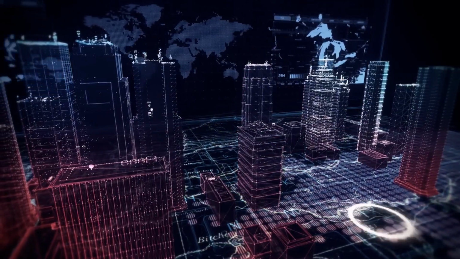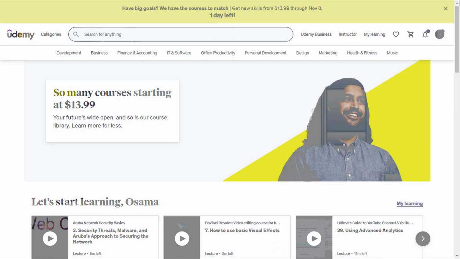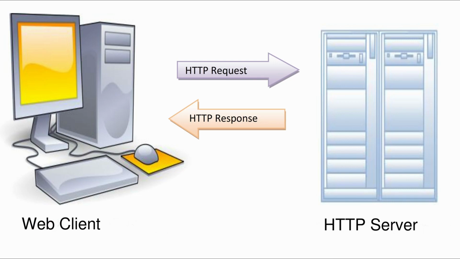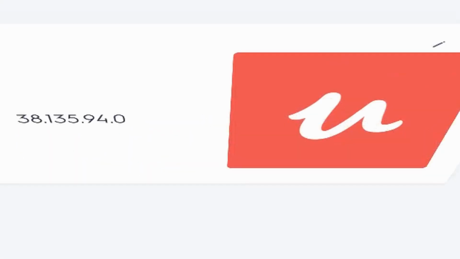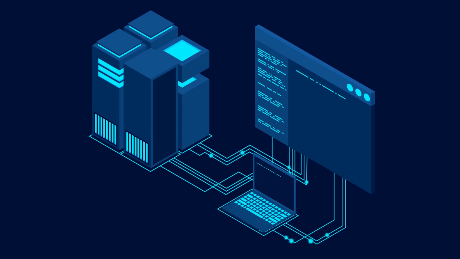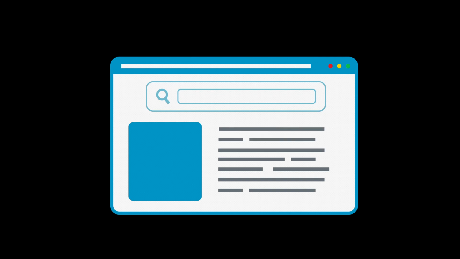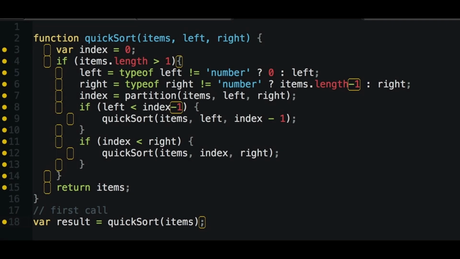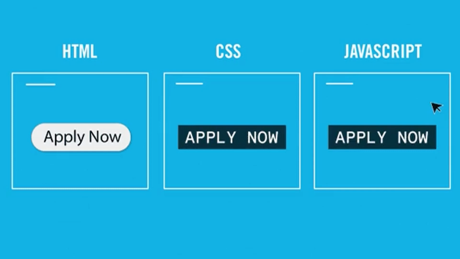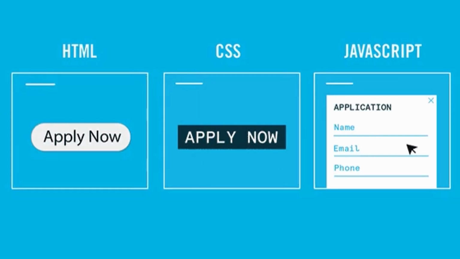The whole process goes like this. When you access a website, let's say udemy.com, your browser sends a request to the web server using the website's domain name that has an ID behind the name. The server then sends the requested web page to your browser, which renders the HTML, CSS, JavaScript code into a readable format and displays it on your screen.